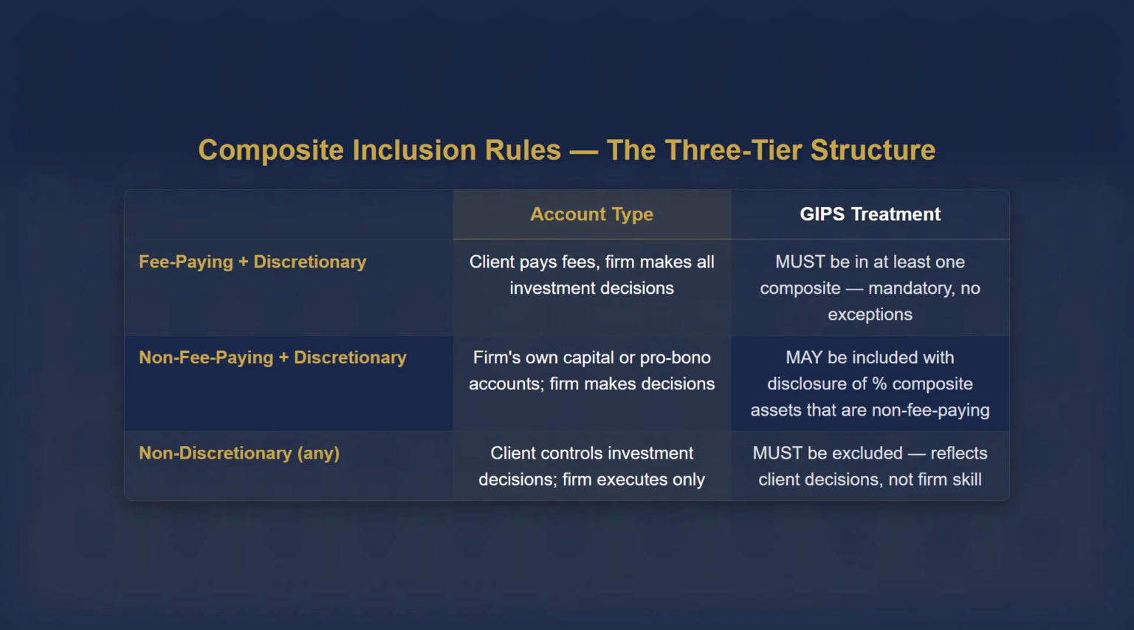This 3-tier structure appears in exam vignettes as a trap. They show you a non-fee-paying account and ask whether it must be included. The answer is no, it may be included, but only with disclosure.